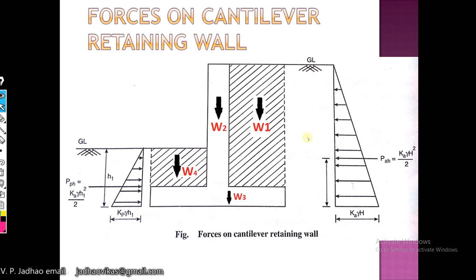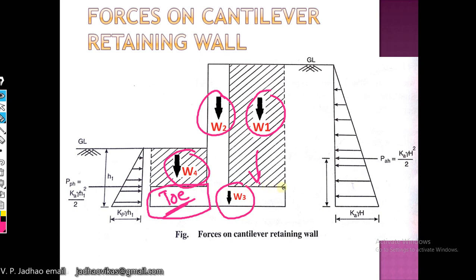Similar figure is shown here, in a larger view. W1 is the weight of soil on the heel slab, W2 is the weight of the stem, W3 is the weight of the slab, and W4 is the weight of the material on the toe portion. This portion is called the toe, this particular portion is the heel, and this total portion is the base slab. All these W1, W2, W3, W4 will resist the forces developed due to this backfill material, this pressure intensity Pa equal to Ka gamma H square divided by 2.